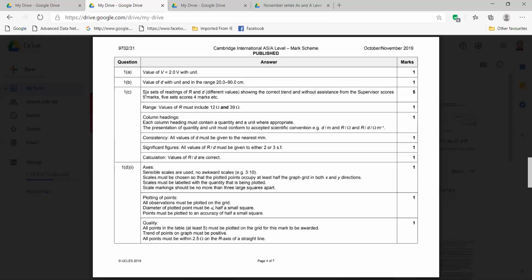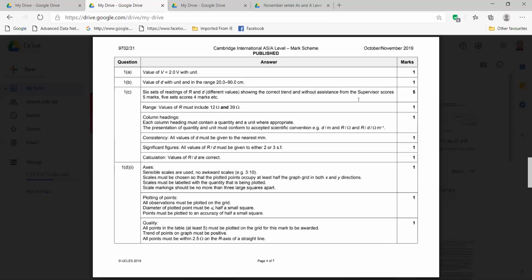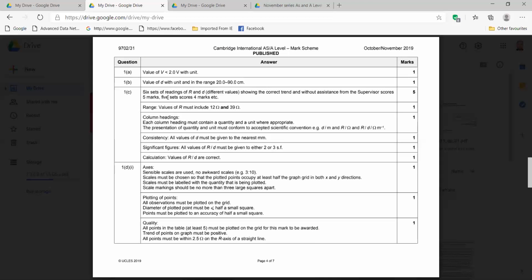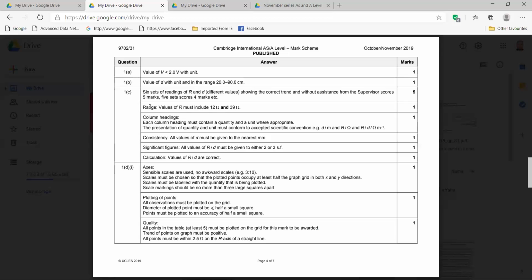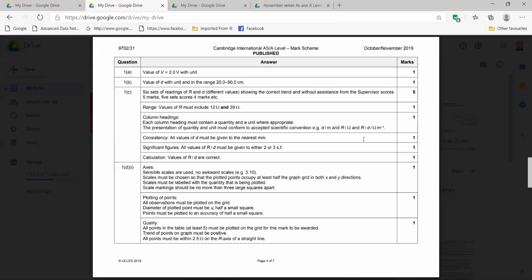Look, if you are giving 6 sets of readings, then you will get 5 marks. If you are giving 5 sets of readings, then you will get 4. This way your mark will decrease. Okay, clear to you? Yes, sir. Now continue, Amena. Range values of R must include 12 ohm and 39 ohm.